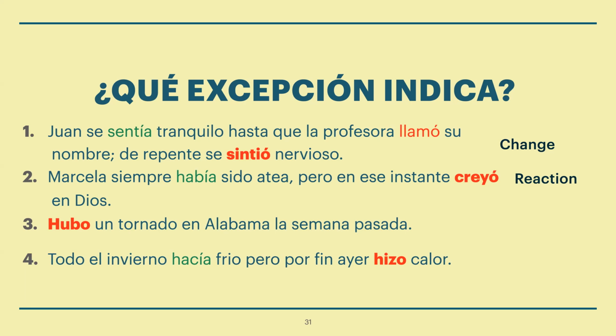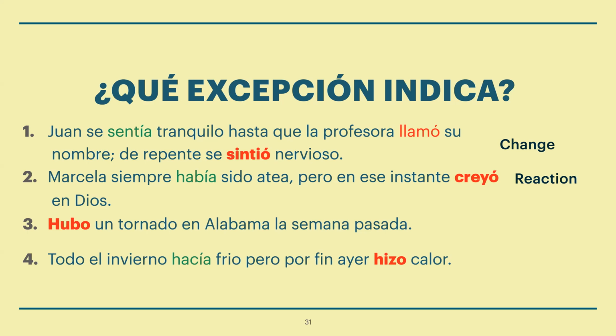So creer is a non-action verb. Usually we use imperfect with that. But in this case, it happened as a reaction, so we would use a preterite. Hubo un tornado en Alabama la semana pasada, y esto es verdad. Nuestro amigo Josh vivió en un tornado en Alabama la semana pasada.